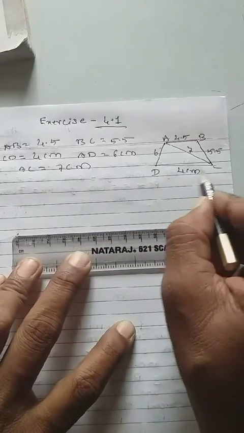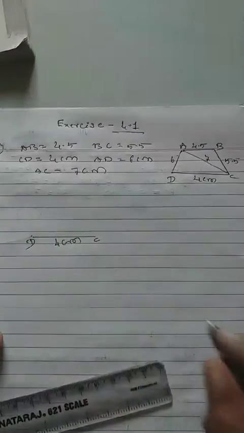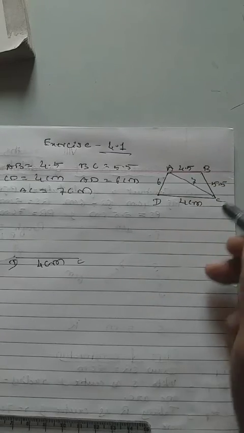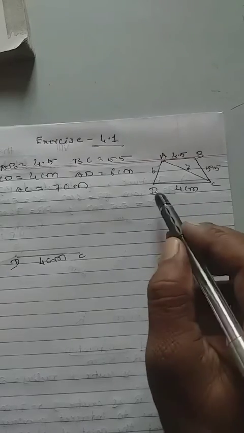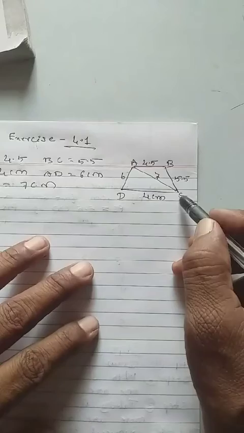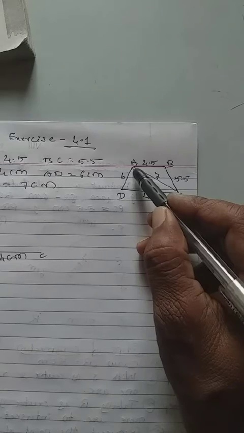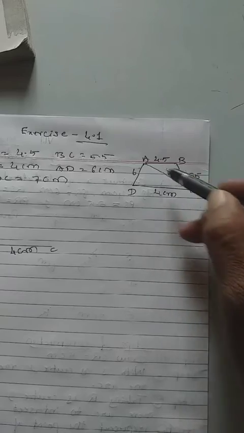First draw DC equal to 4 cm. This is DC, it is 4 centimeters. Then with D as center, radius 6 centimeters, draw one arc. Similarly, with C as center and radius 7 centimeters, draw another arc. Mark the point of intersection of these two arcs as A. Then join AD and AC.